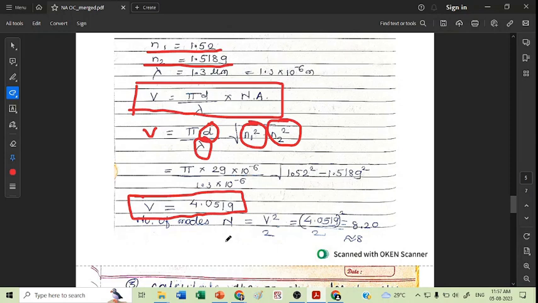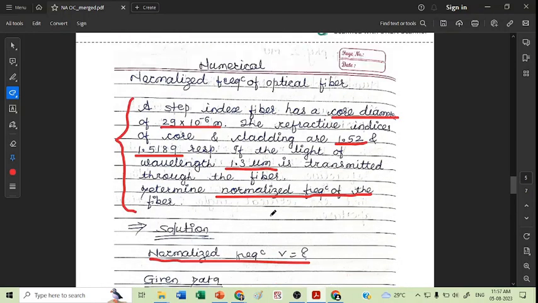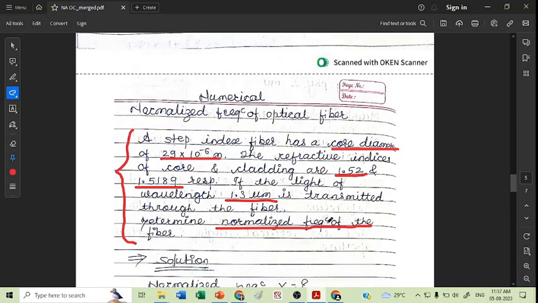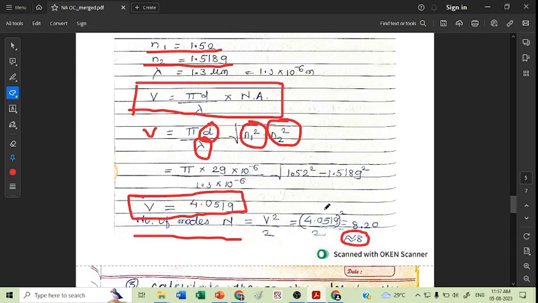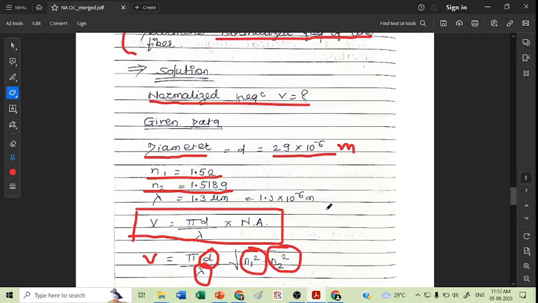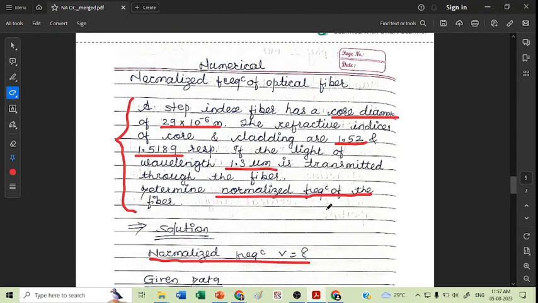Here we can also find the number of modes which are transmitting through the optical fiber. Number of modes is given by V square upon 2. V is 4.0519, squared, upon 2. It equals 8.20, that is nearly equal to 8. So here normalized frequency is asked and it is 4.0519. Such types of numericals are asked for 6 marks.